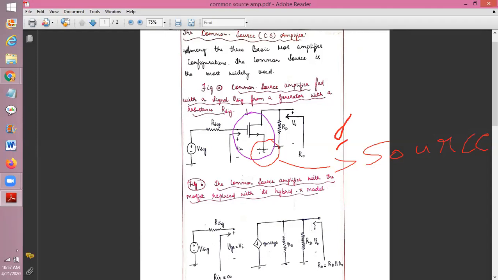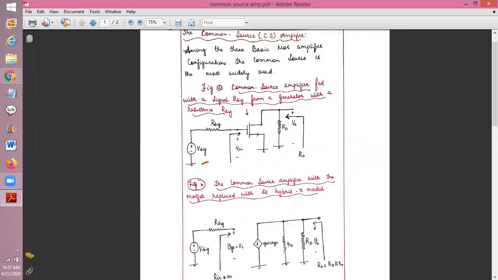Now, the first step is the common source amplifier. For the common source amplifier, first we apply the input to the gate, and the source terminal is grounded. Okay. So which is the input here? V signal, and this is R signal.